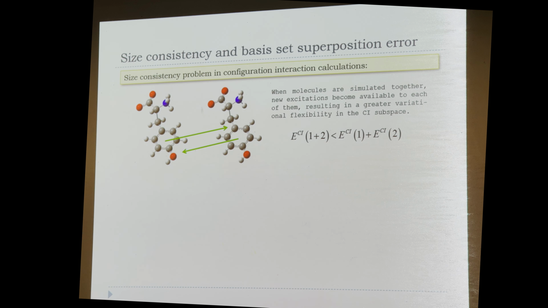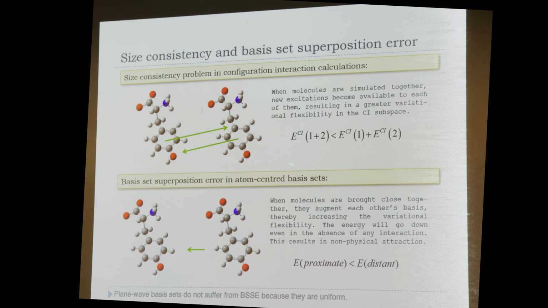So the sum of the two molecules would have the energy that is actually lower than the sum of the energies of the two molecules individually. This is because there's an extra variational freedom due to these extra excitations. And so one needs to be careful about these effects, that in this case there will be an unphysical attraction between these molecules as a result of that effect. So this is something that configuration interaction suffers from, but Möller-Plesset perturbation theory doesn't, because it is not variational.